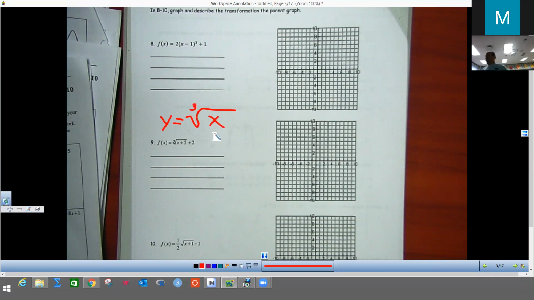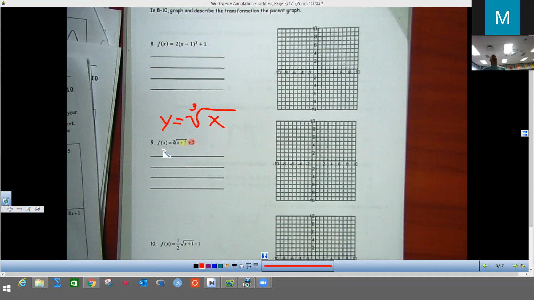So you have to ask yourself the question, how many things are different down here and in here than just this cube root of x? What I'm hoping you see is that there's a +2 in this radical. Radical is another name for a root. And there's a +2 outside the radical. So both of those things are different. So there are two things being done to this parent function to get this.